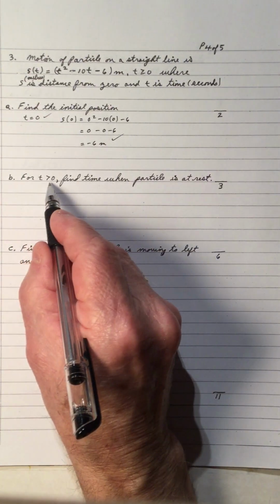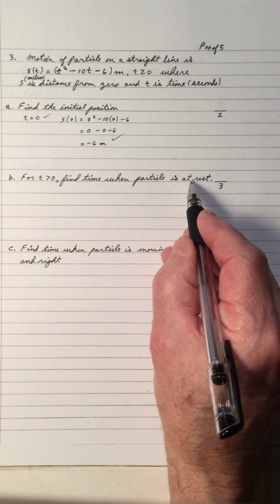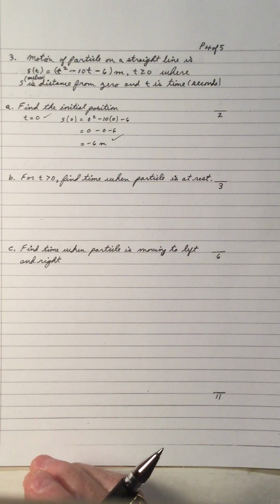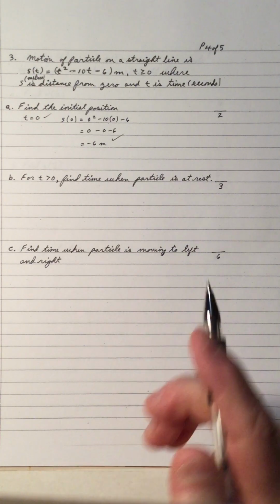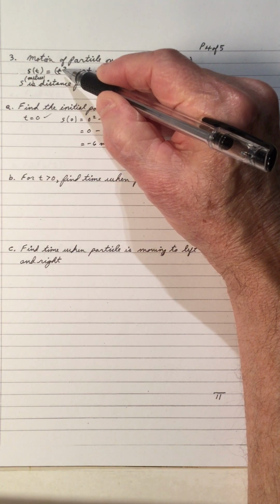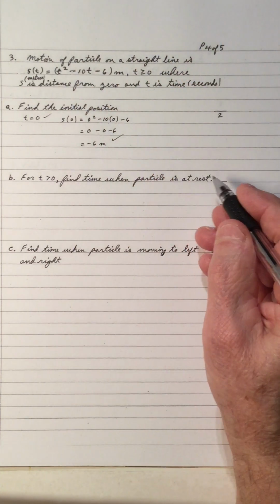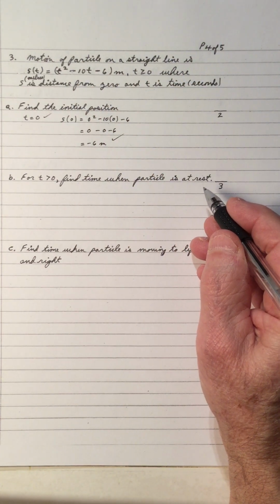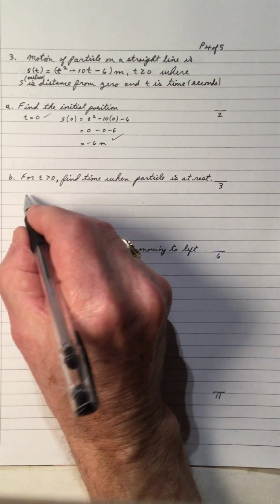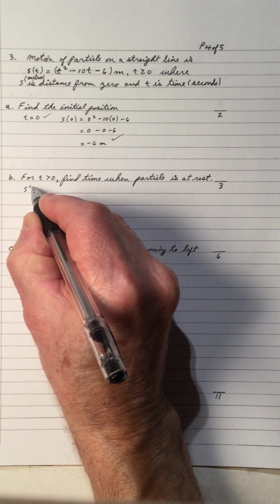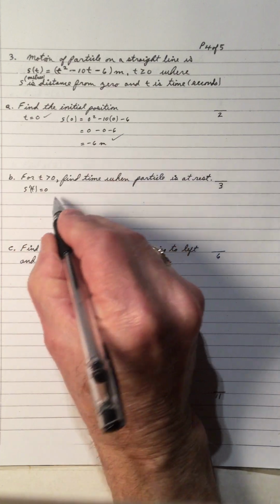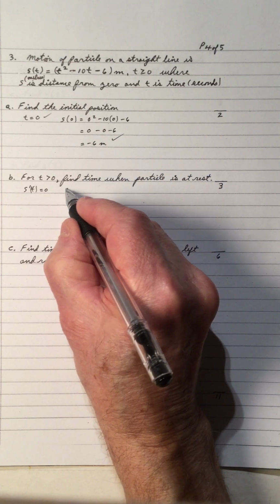B, for t greater than 0, find the time when the particle is at rest. So the particle is at rest when it is at either its maximum or minimum point, and this is at its minimum point because it's going downward. So therefore, it's when the slope of your tangent is 0, so that means your derivative is equal to 0. So we have s prime t is equal to 0.